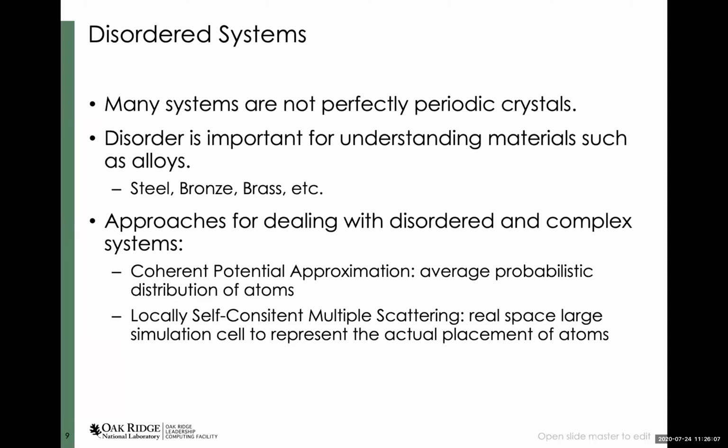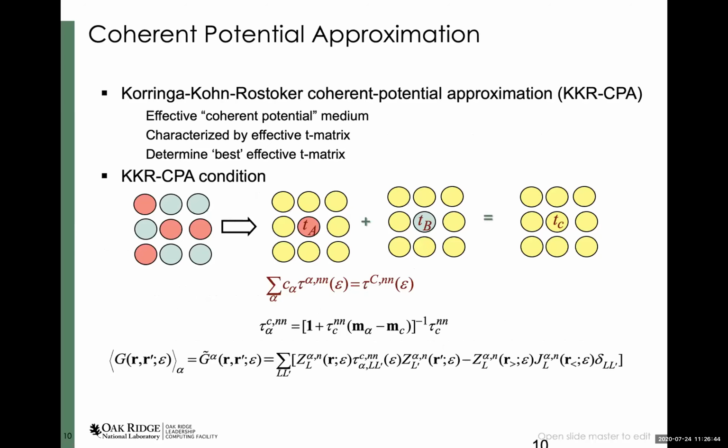I briefly show two different methods for dealing with disorder and complex systems. The first one is something that Hannah already talked about, the coherent potential approximation, CPA, which averages the probabilistic distribution of the atoms. The other one is the locally self-consistent multiple scattering method, which introduces an additional approximation to solve this Schrödinger equation in real space, and has a computational complexity that only grows linearly with the number of atoms.